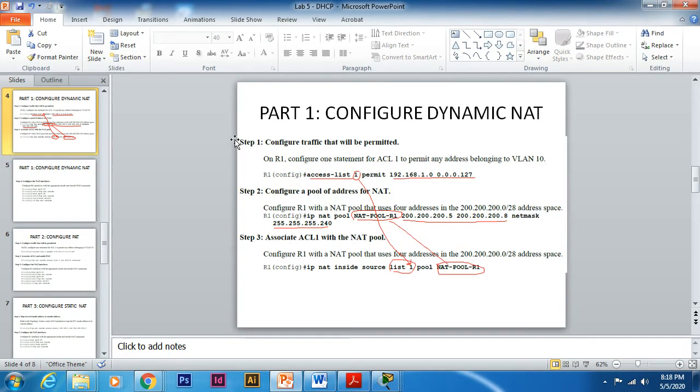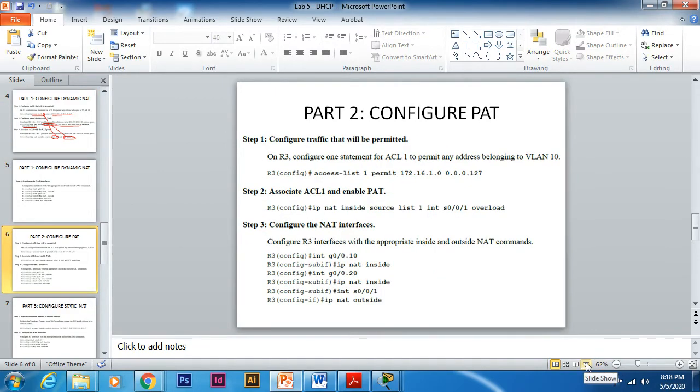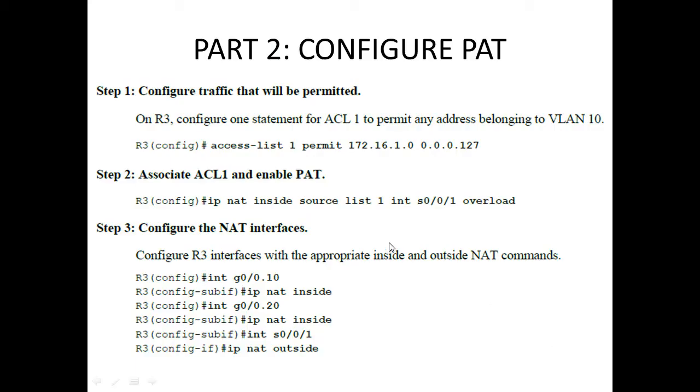Hi guys, so now we are back with the next part of NAT implementation in Cisco IOS. Now I'll continue with configuring port address translation and configuring static NAT.